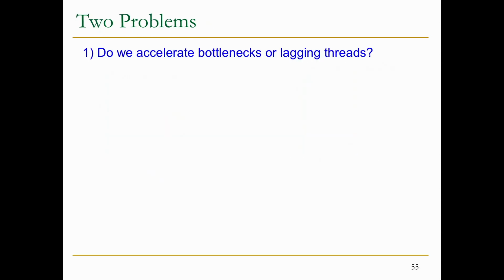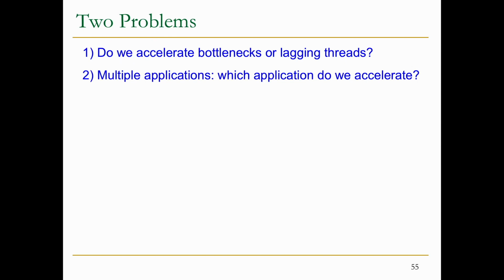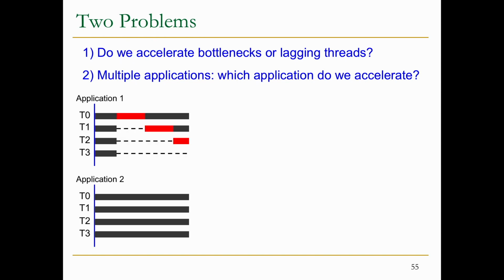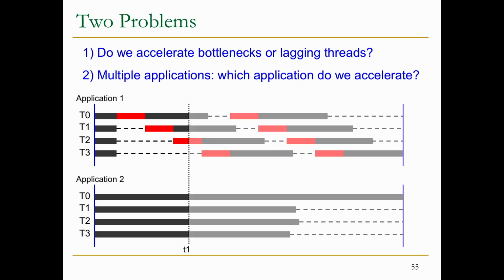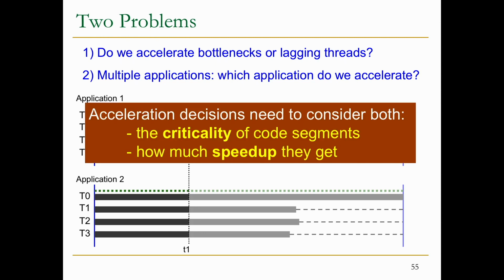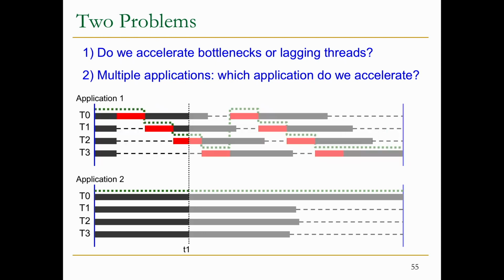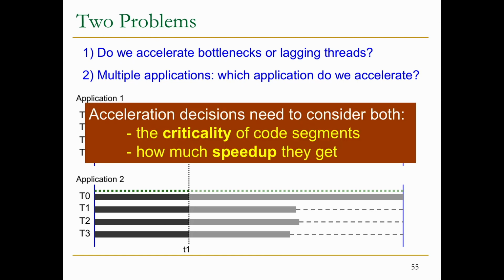So which one do you accelerate? And if you have multiple applications, which application do you accelerate? That actually compounds the problem even more. So let's take a look at the two application case over here. This is application 1, this is application 2. And it may turn out that this application has lagging threads, for example, and this application has some bottlenecks. And this is the critical path of this application, and this is the critical path of this application after the fact. So if you really want to make a choice, you really need to consider two things.